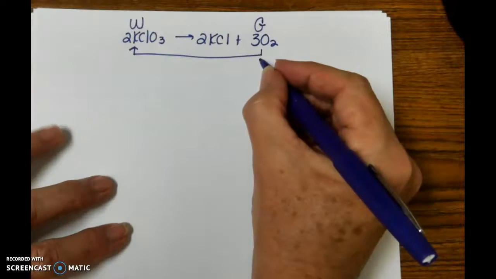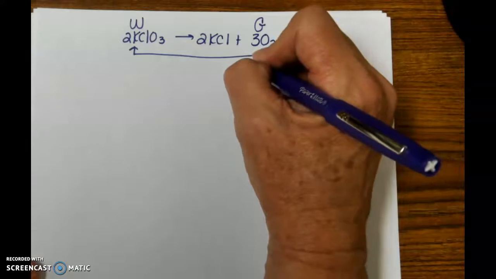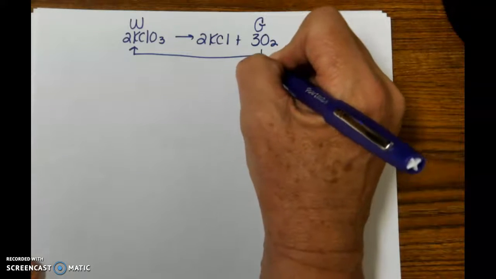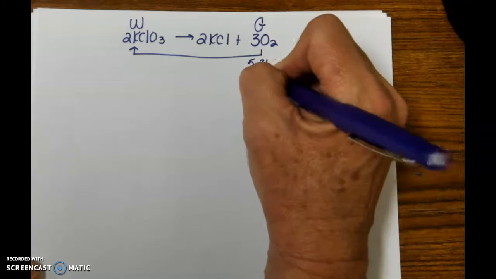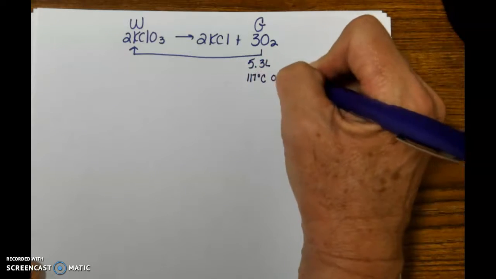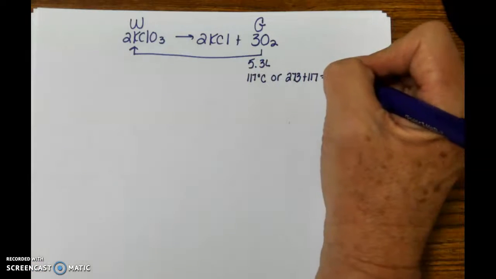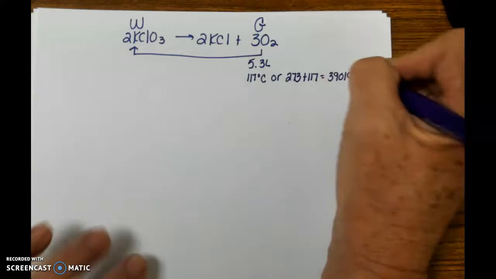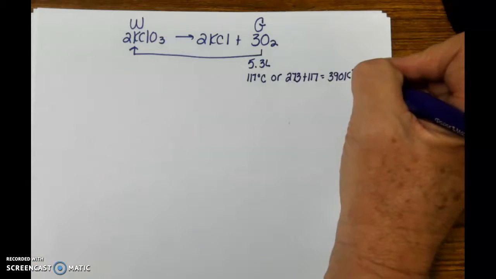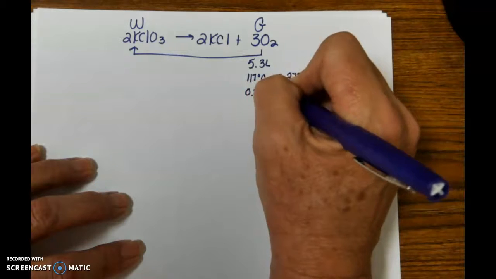Now, what do we have as our given? Well, our given is all in terms of PV = nRT. I have 5.3 liters. I have 117 degrees C, or 273 plus 117, which is going to be equal to 390 degrees K. What else do I have in this problem? I also have 0.995 atmospheres.